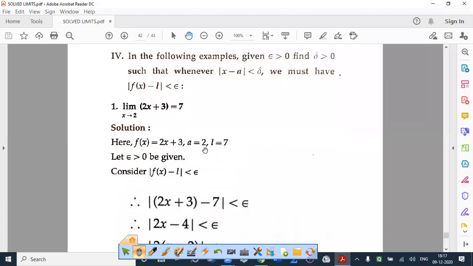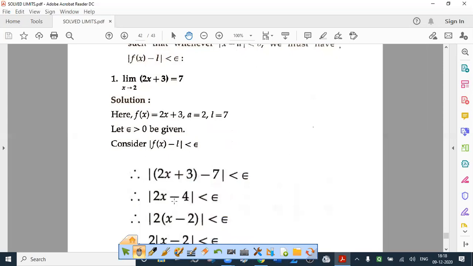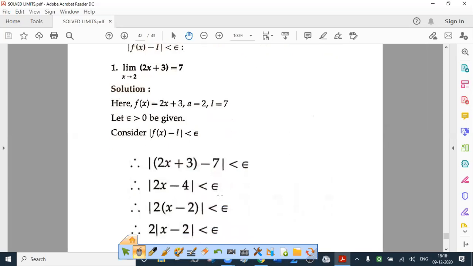So let us discuss this. Limit x tends to 2 of 2x plus 3 is 7. So what is f of x? 2x plus 3. What is a? The tending value, that is 2. What is L? The value of the limit, 7. Let epsilon be greater than 0. Consider mod of f of x minus L less than epsilon. Substitute the values. So mod of 2x plus 3 minus 7 less than epsilon. That is mod of 2x minus 4 less than epsilon.